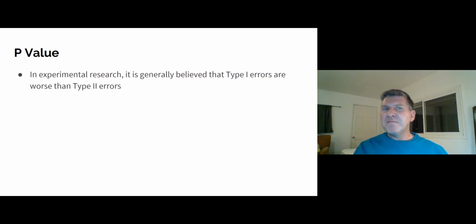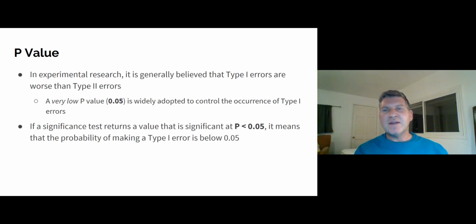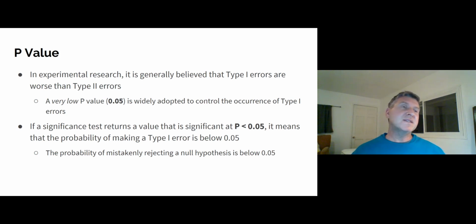Again, from what we're learning here, it's generally believed that type 1 errors are worse than type 2 errors. So a very low p-value is adopted to control for the occurrence of type 1 errors. So this is, again, where we have a false positive. We want to make sure that false positives occur rather rarely. If we return a value that's less than 0.05, it means that the probability of making a type 1 or false positive error is below 0.05 or 5%. So the probability of mistakenly rejecting a null hypothesis is rather low, below 0.05 or 5%.